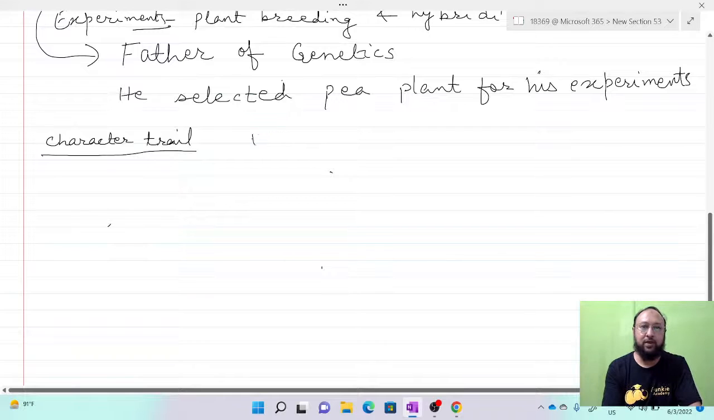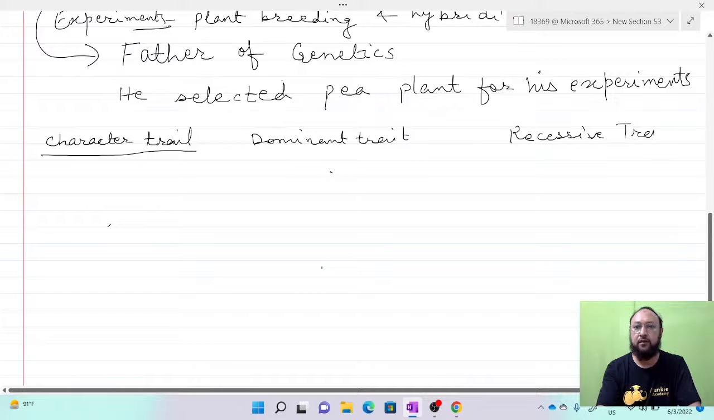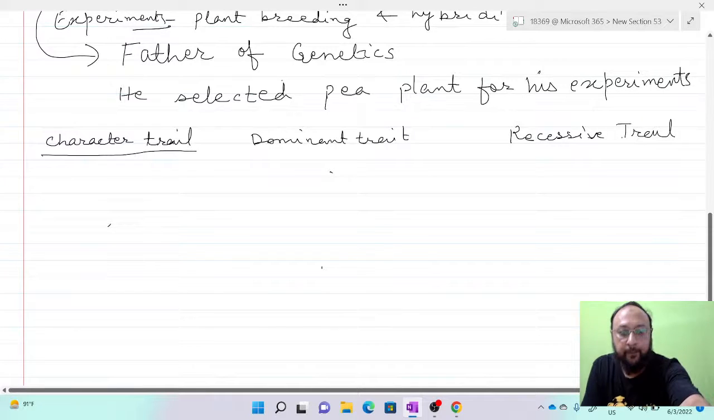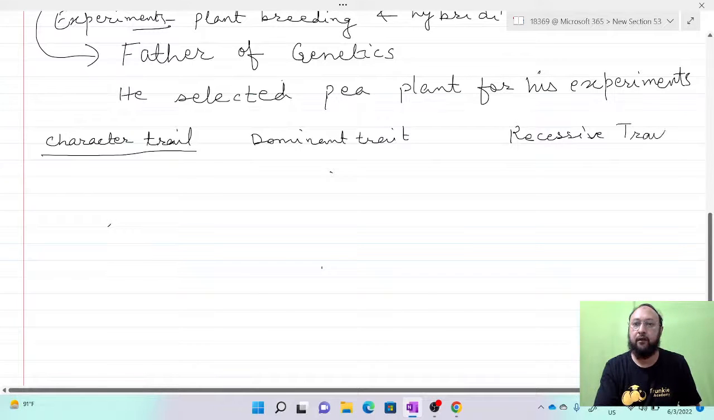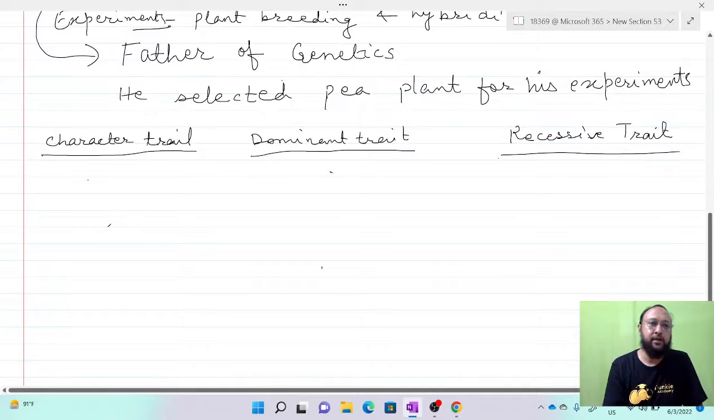Dominant trait, and the recessive trait. Recessive trait. Okay, so here it will be the recessive trait.